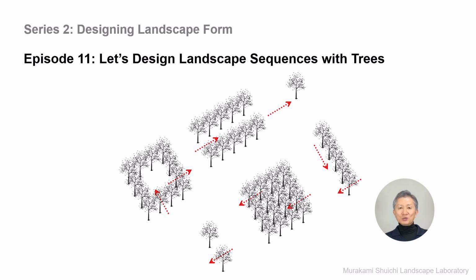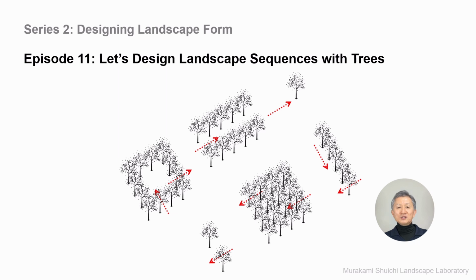In the previous episode, we explored ways of composing space so that changes in the landscape can be enjoyed through walking. Because the focus was on the experience while walking, the discussion was set in a rather abstract spatial context. In this episode, we move on to more concrete spatial elements and explore how they can be used to create landscape sequences. The element we will focus on is trees.